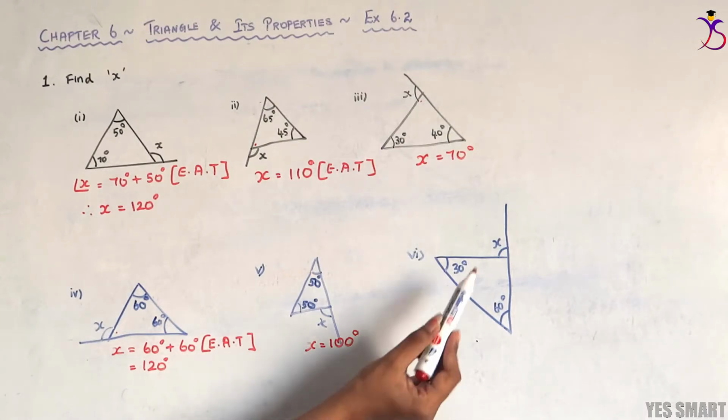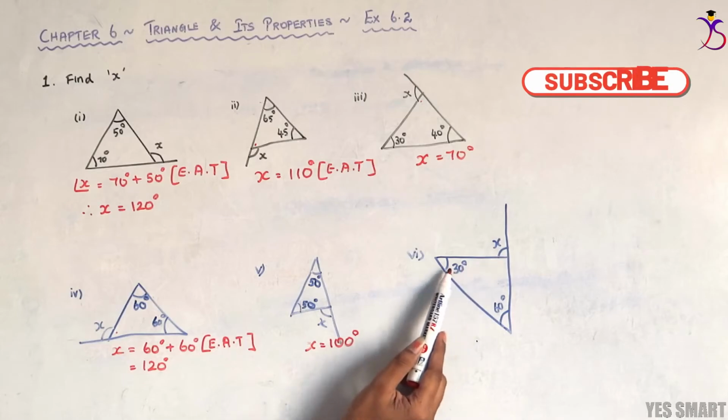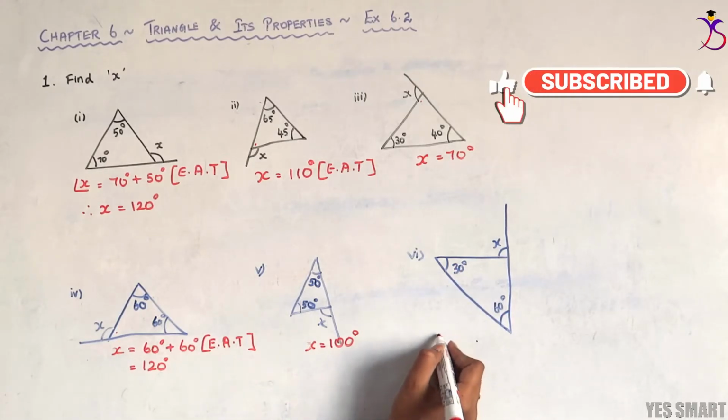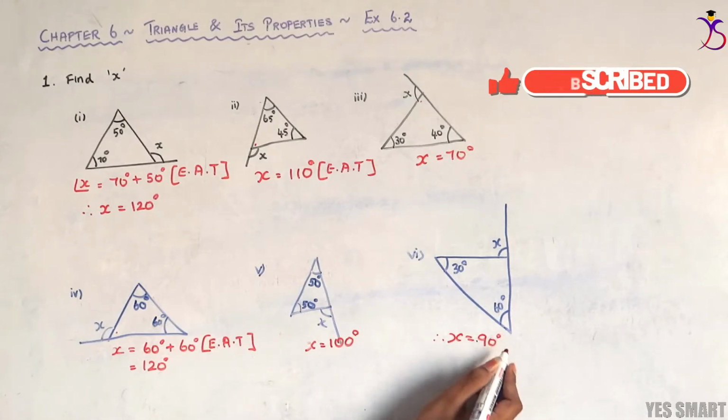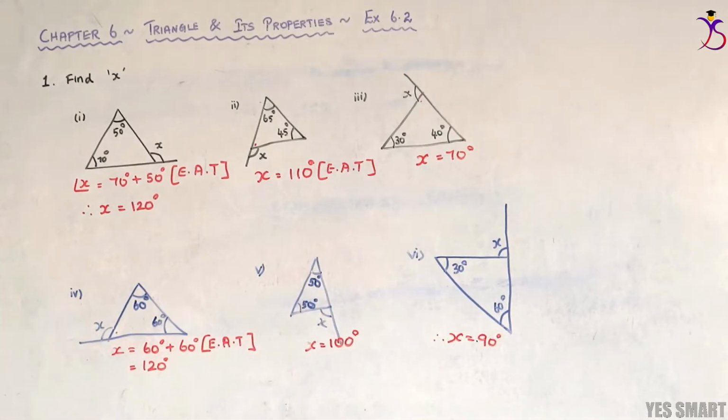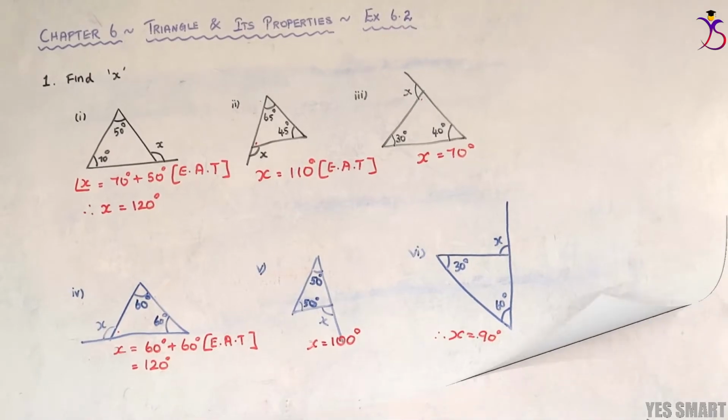Now the last subdivision: the unknown quantity x is outside the triangle. When you step in, the two opposite angles are 30 and 60. When you add those two, you will have 90°. Therefore, x is equal to 90°, because the exterior angle is the sum of the two opposite interior angles. Hence, the reason is the exterior angle property. Now let's move on to the next sum.